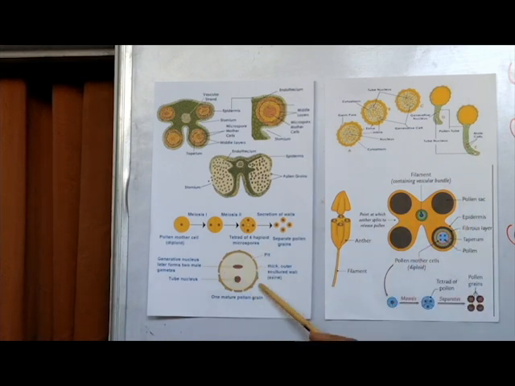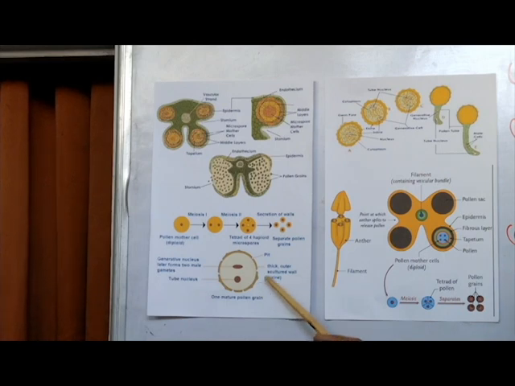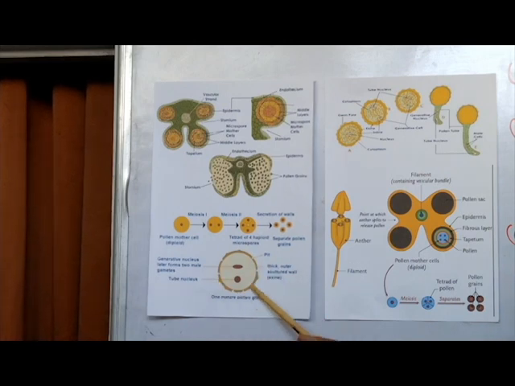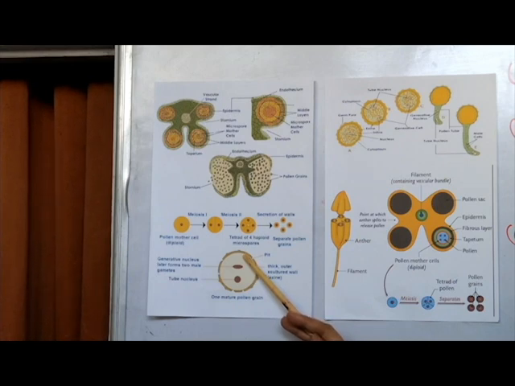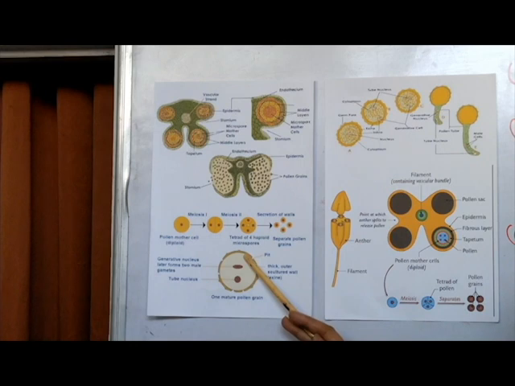Exine pattern is different in different plant species. It may be spiny, it may show ridges or tubercles. So you can identify the plant species from the pollen grain because the exine design will be different in different plant species. Inner to exine is intine. It is made up of pectocellulose. It is thin. It forms the pollen tube.